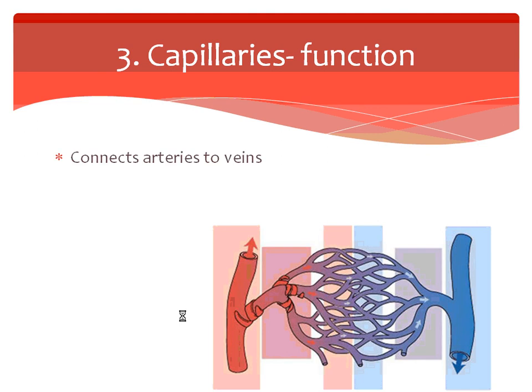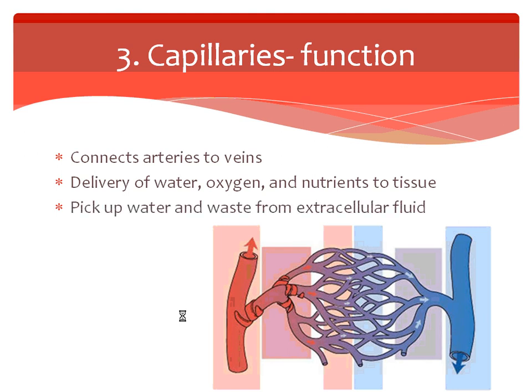Capillaries are the connections between, here it says arteries and veins, but I guess it should technically say arterioles and venules, because you do need those little pipe reducers in there. Their function is gas exchange and fluid exchange. So they're super tiny. They allow water to move back and forth between cells and blood, oxygen to move between cells and blood, and nutrients to move between cells and blood. They pick up water and waste from spaces in between cells, and they actually are by far the most numerous blood vessel in your body.